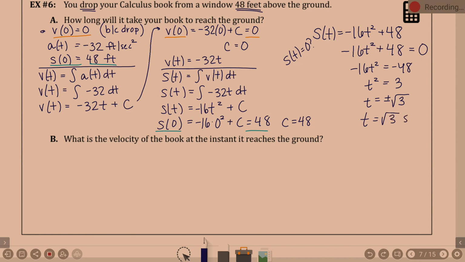Sorry, that was me quickly solving. Part B would be easy. What's the velocity at the instant it reaches the ground? That's plugging our square root of 3 into the velocity equation. So that one would be easy. Okay, I lost my velocity equation though. Negative 32 times square root of 3, whatever that is.